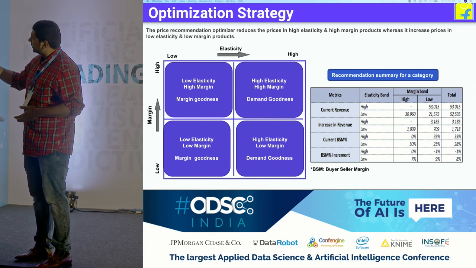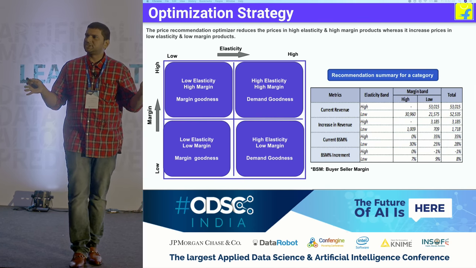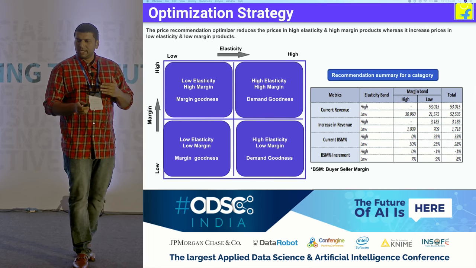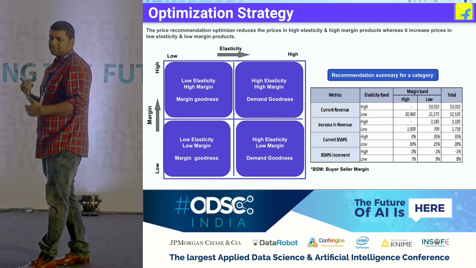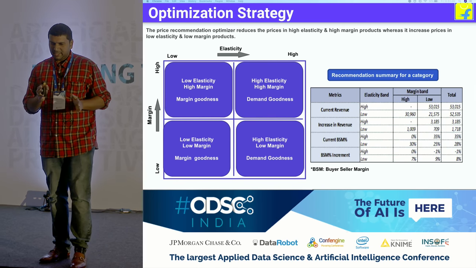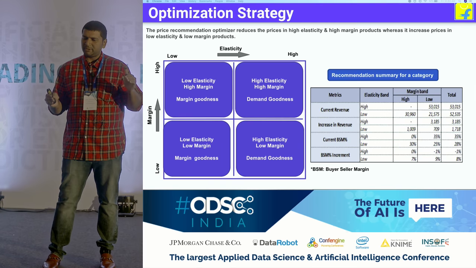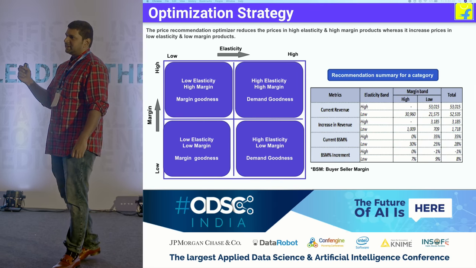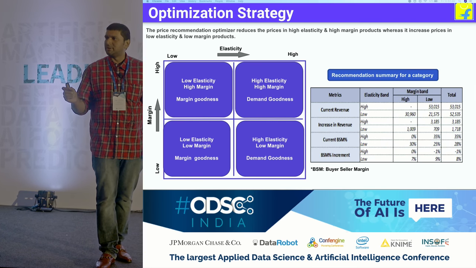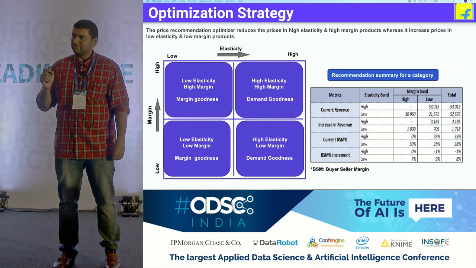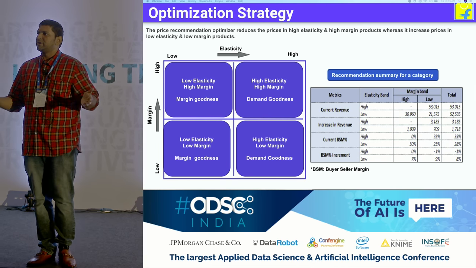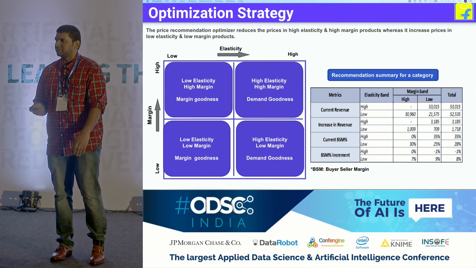Let me go on to the slide where we show you the optimization strategy. We have different types of products: low elasticity, high margin; high elasticity, high margin; high elasticity, low margin; and low elasticity, low margin. The general strategy is that when you have high elasticity and high margin, you can change your price by a little bit and get a lot of demand goodness out of it. Whenever you have very low elasticity but high margin, you want to get more margin goodness, because you know that changing the price by a bit is not going to do anything to the demand, so you might as well get some margin goodness out of it. So this is very simple.